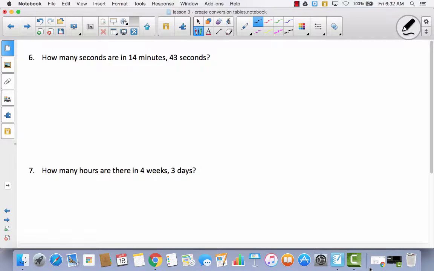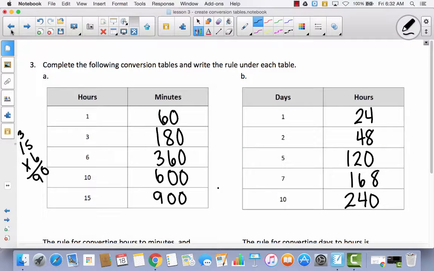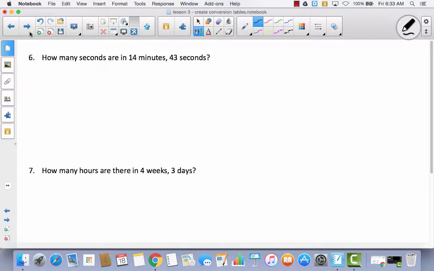Okay? All right, so how many seconds are in 14 minutes, 43 seconds? All right, so we've got 14 minutes, and we want to know how many seconds are in there. Let's go back and look at our conversion table. 14 minutes. So remember that even though this says hours and minutes, we could exchange this from minutes to seconds because it's exactly the same. So we're trying to do 14. So I could do 10 plus 3 plus 1, or you know what, it might be just as fast to go ahead and just do 14 times 60.